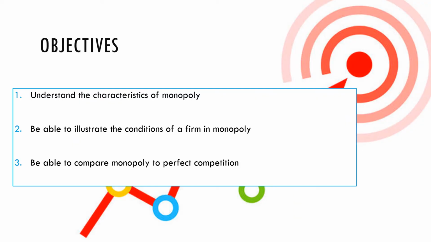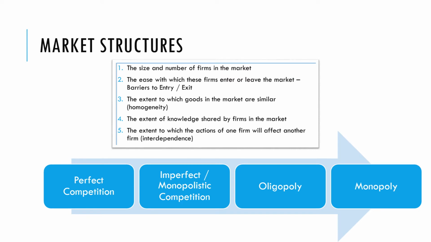So in this video we're going to look at the characteristics of monopoly, or a monopoly market. We'll look at being able to illustrate the conditions of a firm operating in monopoly, and then finally compare a monopoly market structure to the market structure of perfect competition. So this is the last in our series of videos on market structures, and we're dealing with this one at the end, the lowest level of competition, monopoly.